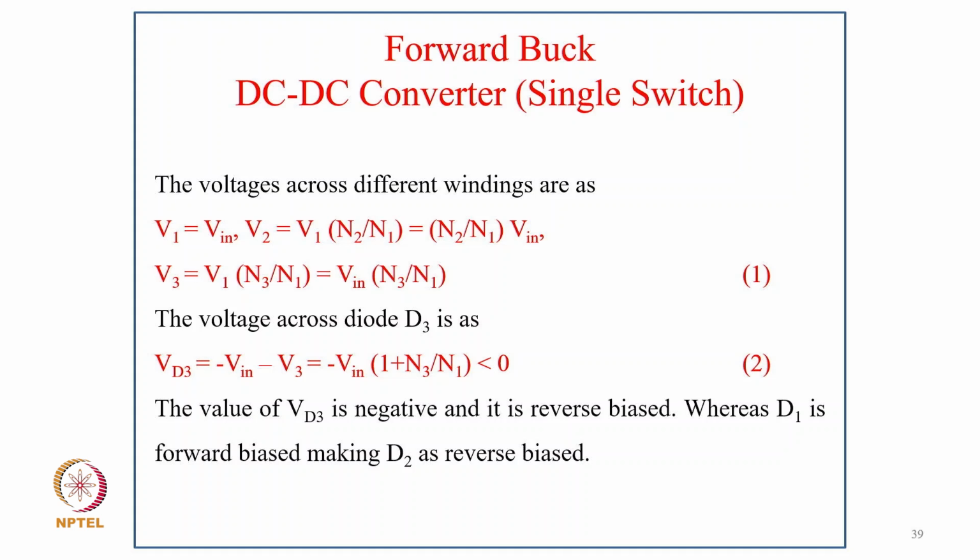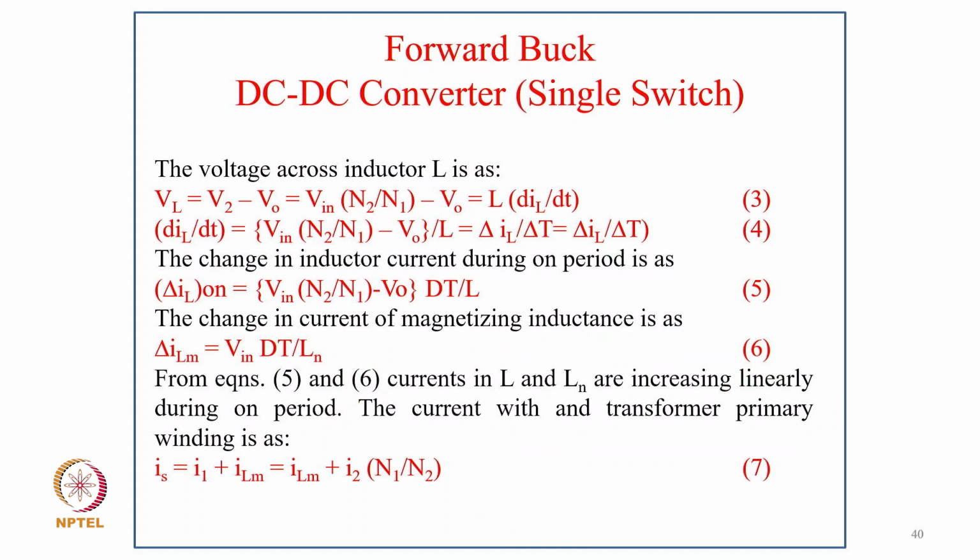So the voltage across the different windings are V1 = Vin, V2 = V1 N2/N1 = (N2/N1) Vin, and V3 = V1 N3/N1 = Vin N3/N1. So the voltage across the diode is VD3 = -Vin - V3, that is -Vin(1 + N3/N1), which is less than 0. So the value of VD3 is negative and it is reverse biased. So D1 is forward biased, making D2 reverse biased.